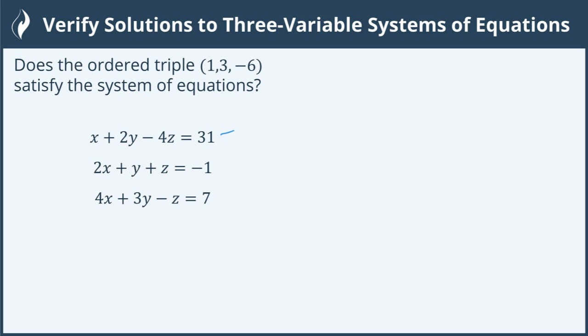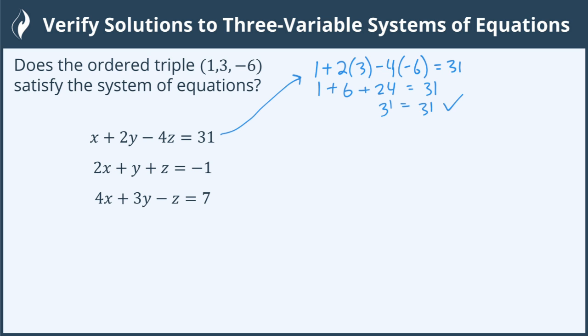So for the first equation, I'm going to plug in a 1 for x, a 3 for y, and a -6 for z. And I want to see if that will give me 31 on both sides. So let's go ahead and multiply 2 times 3, and -4 times -6 will give me a positive 24. And then we add 1 plus 6 is 7, plus another 24 is 31. So this one looks great.